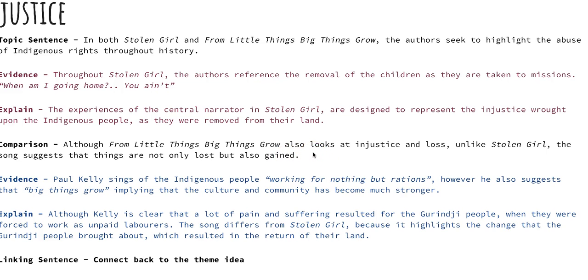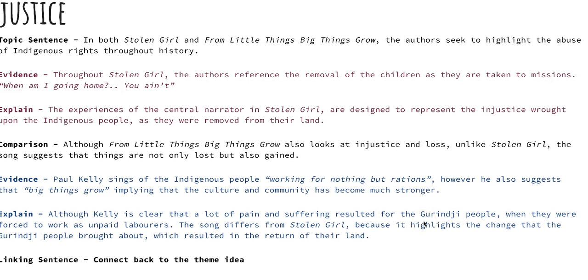This is what you need to work to, and that meta language in there is really important. It's what makes my sentence flow, all right? Evidence, I've used two quotes here. So my evidence of injustice and loss is working for nothing but rations, okay? And then my evidence of things being gained that I've suggested I'm going to talk about in my comparison is big things grow, and then I've explained what the implication is, that the community has become stronger. All right, then I've explained my quotes, all right, and I've been specific about who's being talked about.